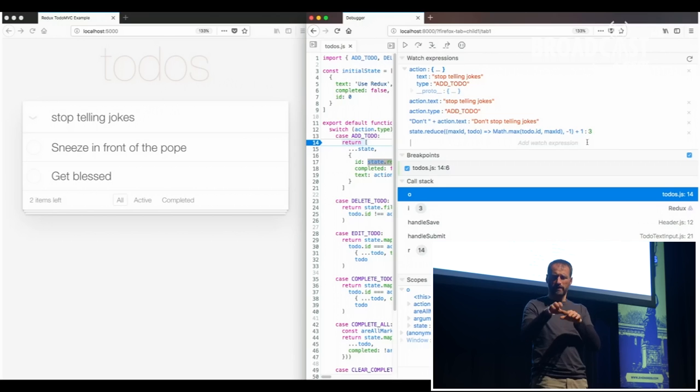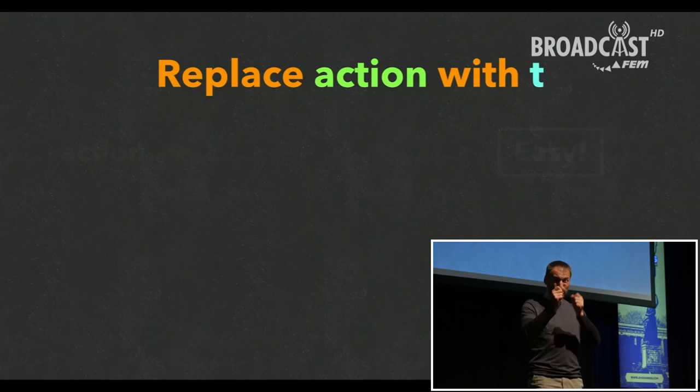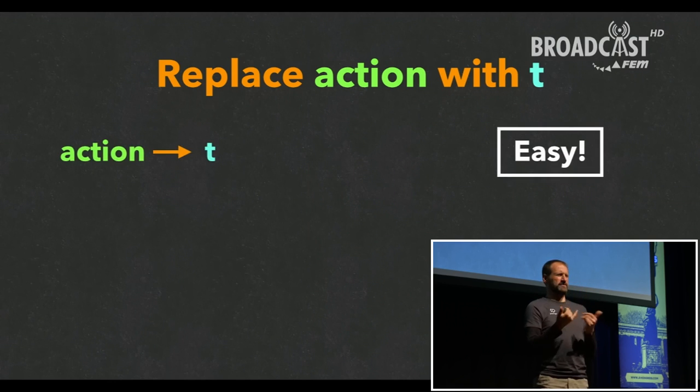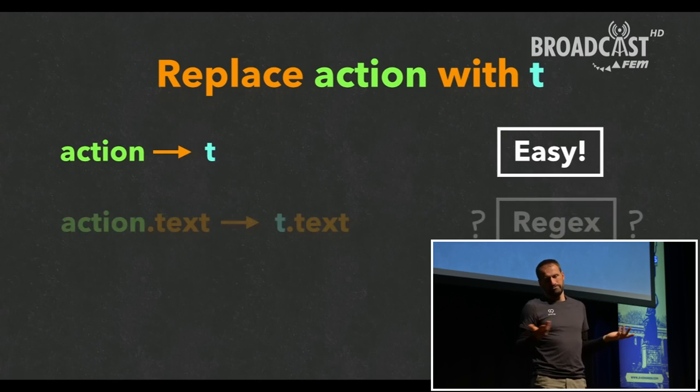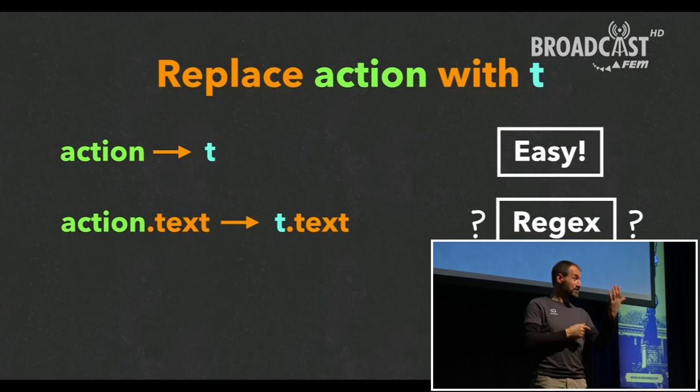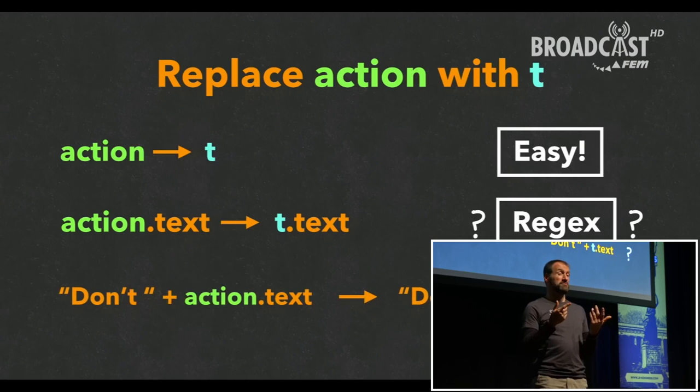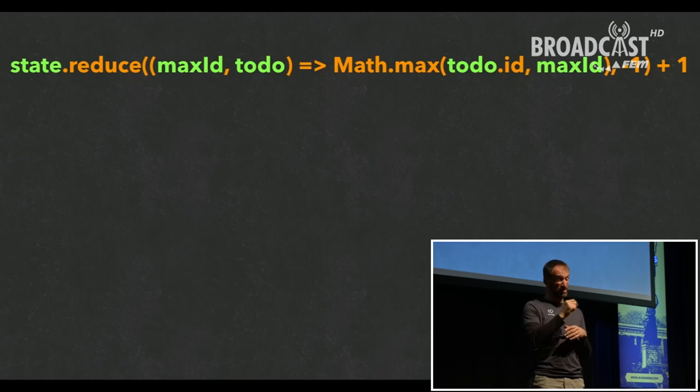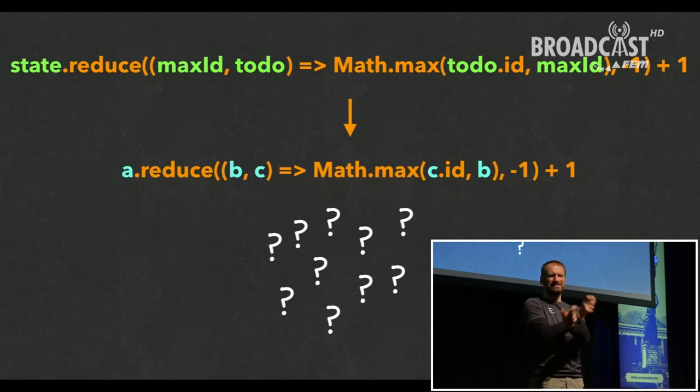So how does this work? How do we replace action with T? In the first occasion, just replacing action with T is easy, right? Here's action, then replace it with T. What happens if action.text? I need to get T.text. So one possible thing to do is use a regular expression. But that might get cumbersome when the expressions get more and more complicated. So how exactly do I replace state, max ID and to do with A, B, and C?